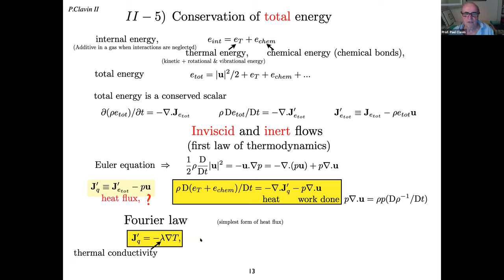So I will not enter into this detailed form where you have an additional term, because this just adds complexity, but not new phenomena, or let's say, not important phenomena in the physics of the flame that I am going to describe.